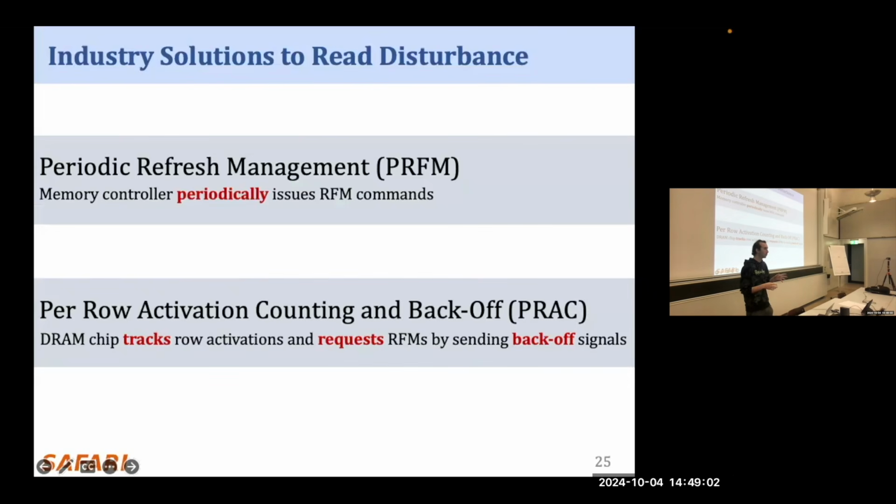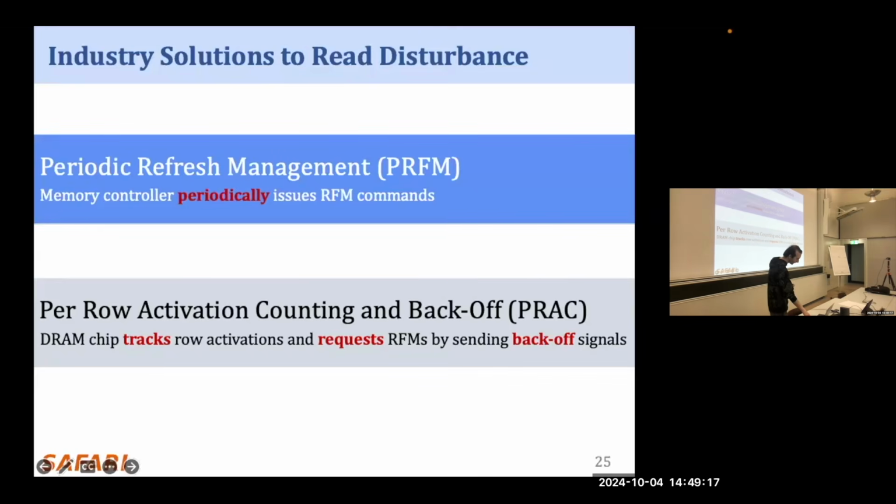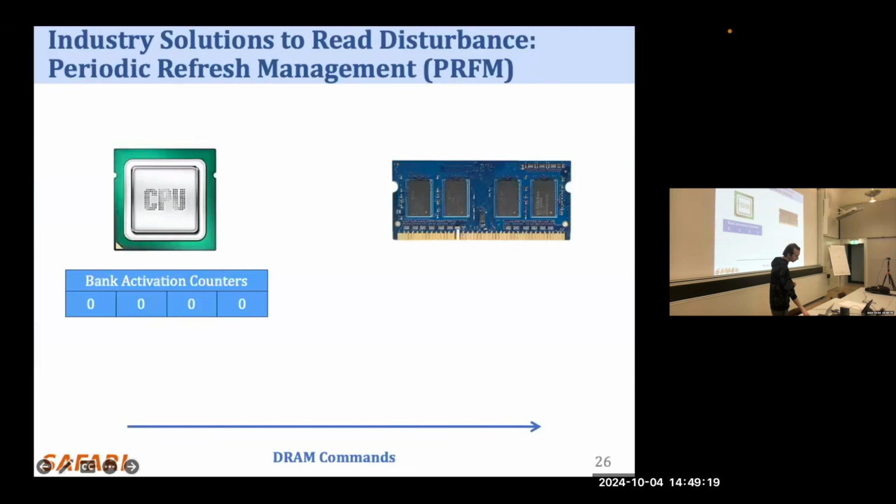And the second one is the most recent one, per row activation counting and backup, which we will call PRAC, where the DRAM chip internally tracks row activations. And when a row reaches a critical value, it requests RFMs from the memory controller by sending the new backoff signal. We will start by looking at the execution of PRFM.